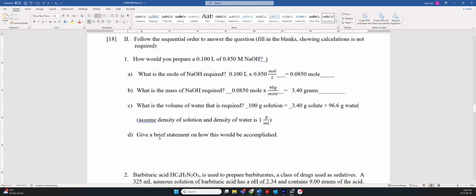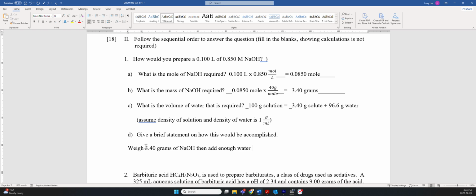Now, the brief statement that you're supposed to say is: weigh 3.40 grams of sodium hydroxide on a balance. If you want to just put balance, you could leave it like this. Then add enough water.